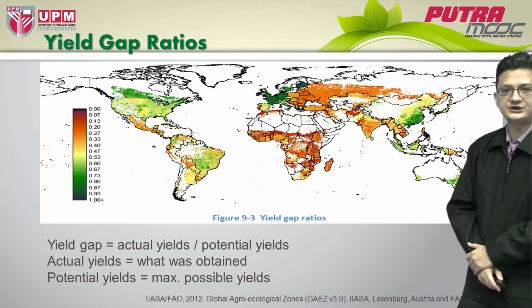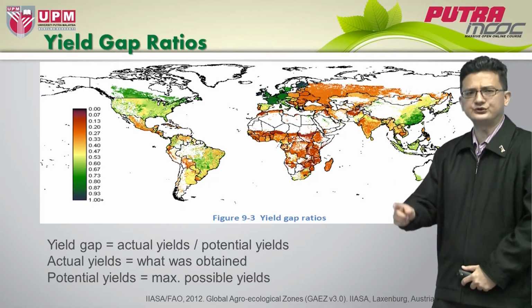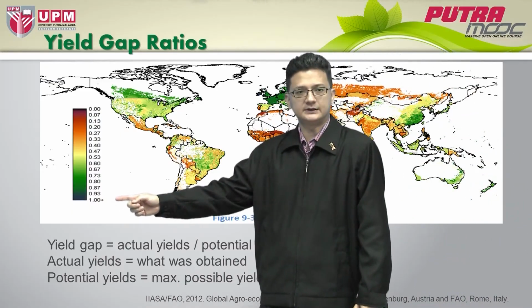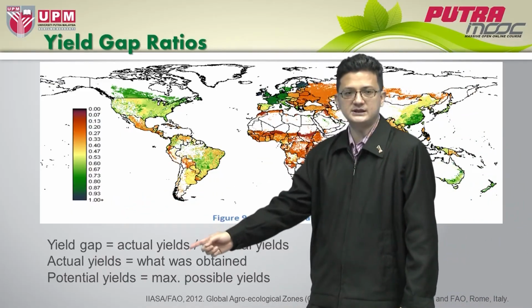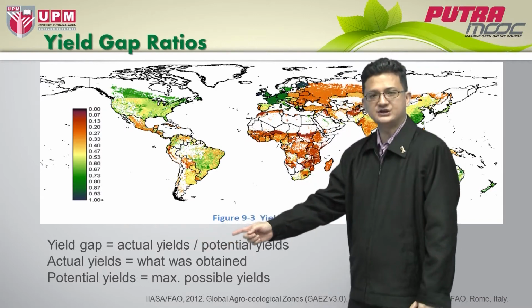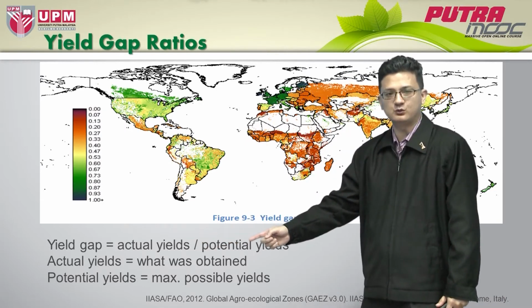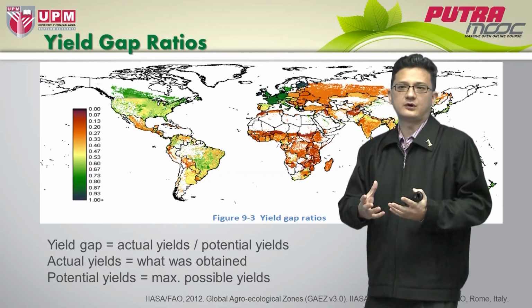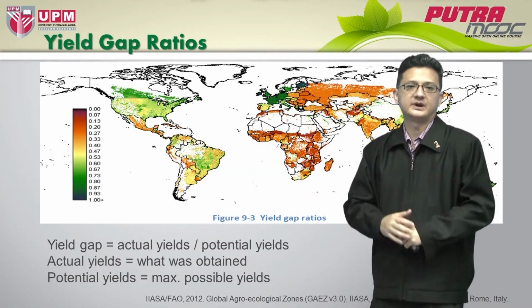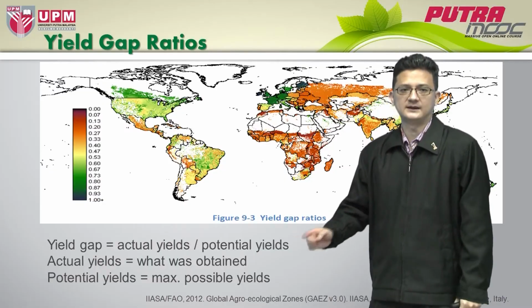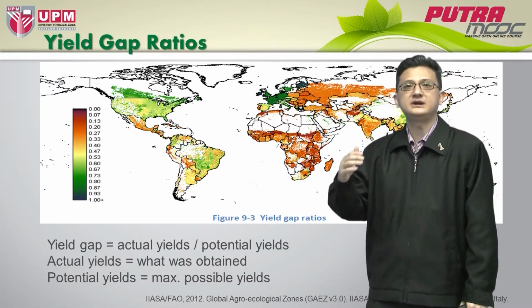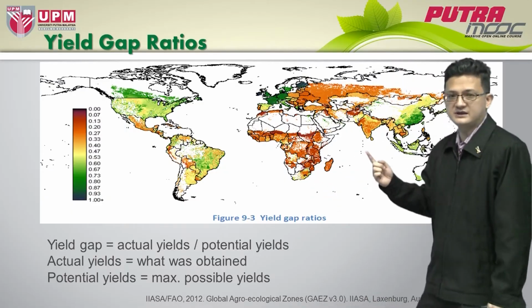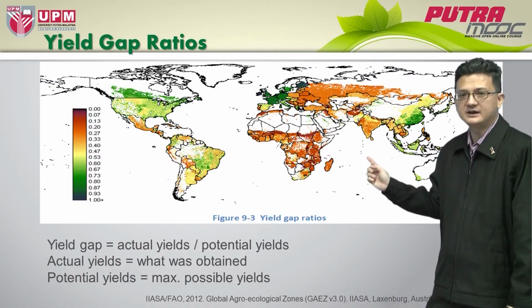This is the yield gap ratios. This shows the legend, green means the ratio between the actual yield and the potential yield is 1 or very close to 1. That means the actual yield, what you're actually getting, is almost the same as what the crop can give you. What you want is 1. That means you are achieving the maximum yield possible. So what you want is green, but as you can see, not many areas are green.